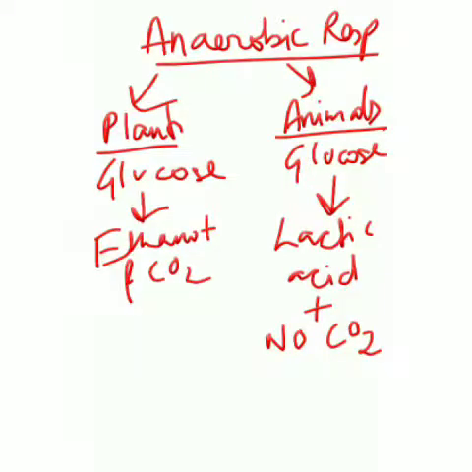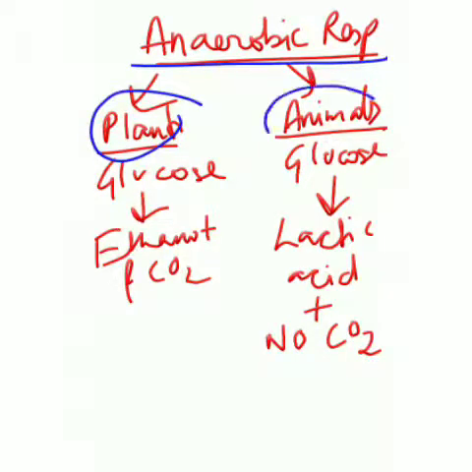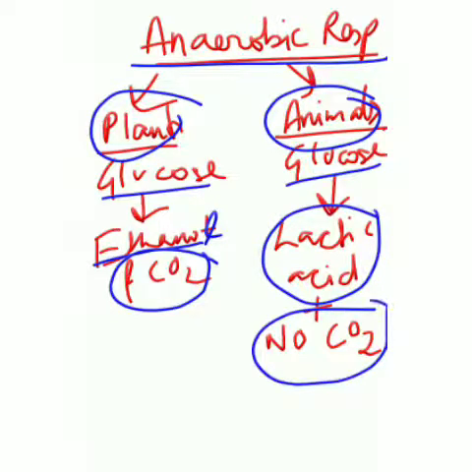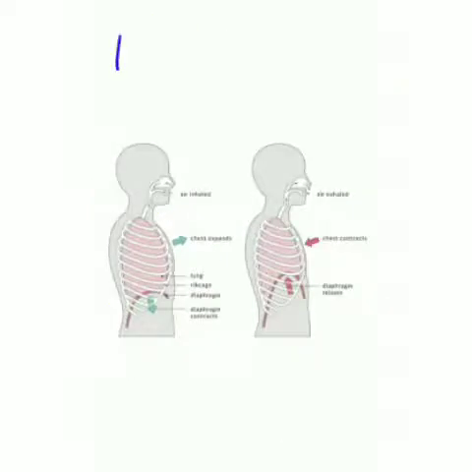Now I am going to differentiate between the anaerobic respiration in case of plants and animals. So in case of plants, glucose breaks down to form ethanol and CO2. But in case of animals, the glucose breaks down to form lactic acid, but there is no release of carbon dioxide. In case of plants, heat energy generate is more. But in this case, heat generation is less.